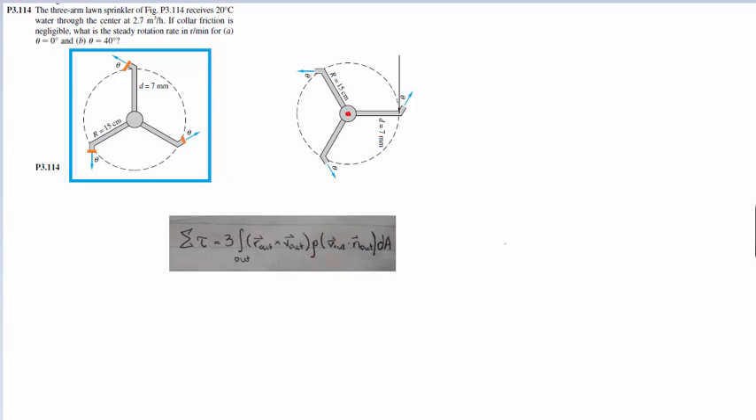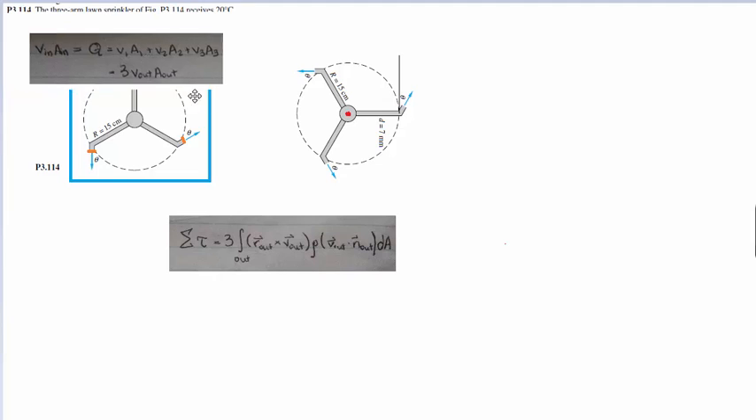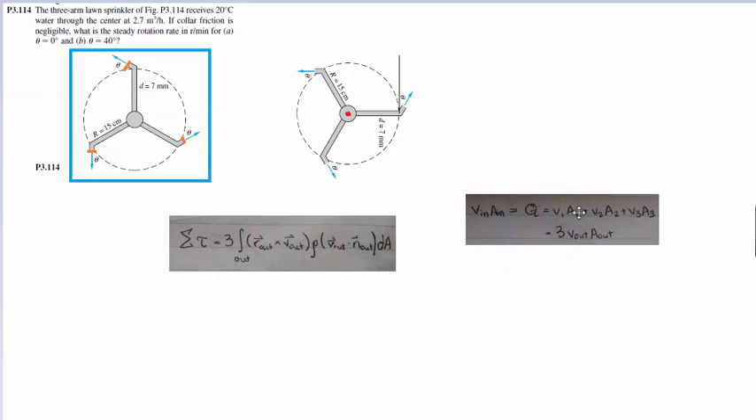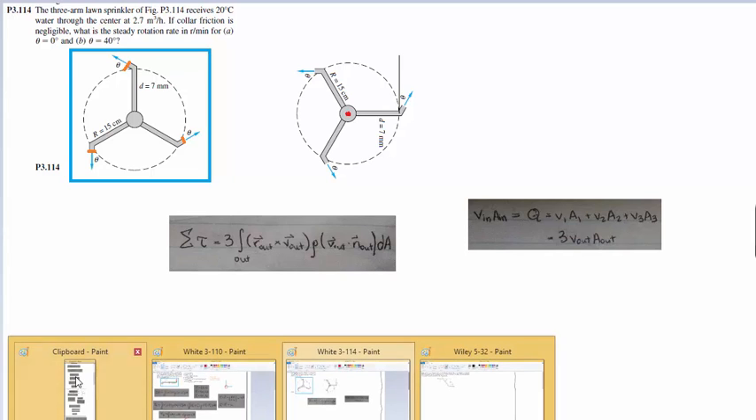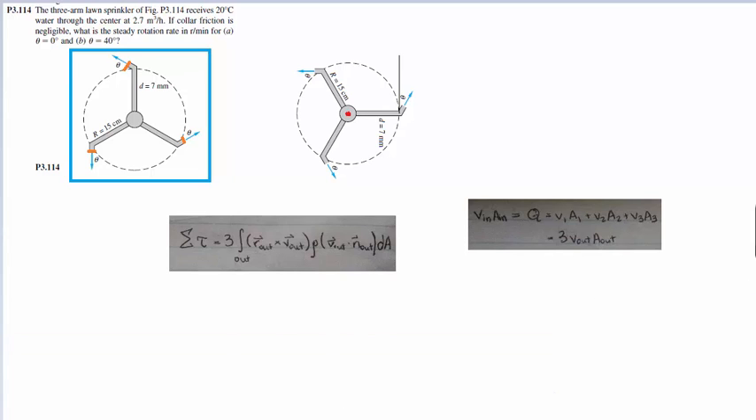Okay, let's see what our continuity equation gets us this time. So remember, our V in A in must equal our V out A out, because the volumetric flow rates must be conserved. But remember, this time we have 3 outlets. So we need to group them all together. Oh wait, they're all equal, so we could just say the volumetric flow rate is equal to 3 times whatever the velocity and area is at that outlet. Okay, now we're ready to start writing the vectors.